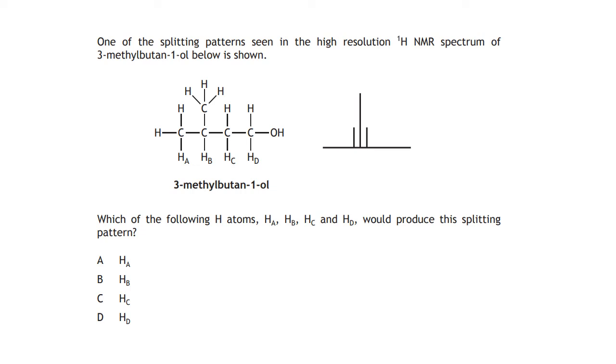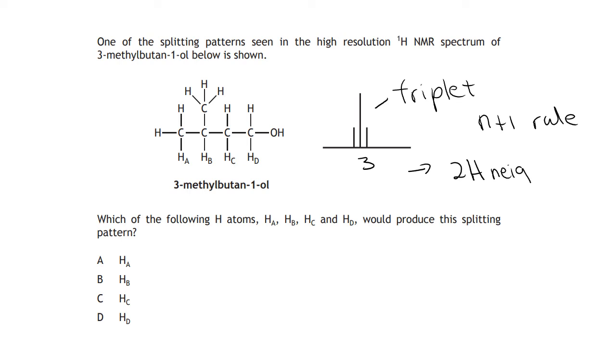Okay, this one is to do with NMR. Of the splitting patterns seen in the high resolution NMR, one of them is that, and it's asking which one of them is it, HA, HB, HC, or HD is going to be the one that's got that. Now this, we've got three signals, so that's a triplet. And in NMR, we've got our N plus one rule. So if we've got three signals here, that means it's got two hydrogen neighbors. Which one has two hydrogen neighbors?